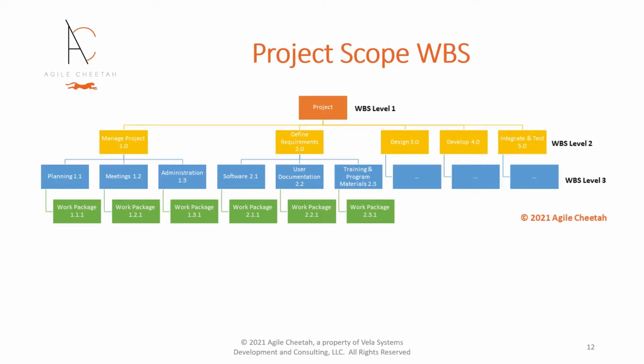Let's delve a little deeper into the different types of WBS hierarchies. A project scope WBS decomposes the project work or activities necessary to produce deliverables or products. The first word of each WBS element name is a verb, such as design, develop, test, etc. The project is organized by software development lifecycle phases, such as define, design, develop, and integrate and test, and includes the project management work necessary to orchestrate the work.